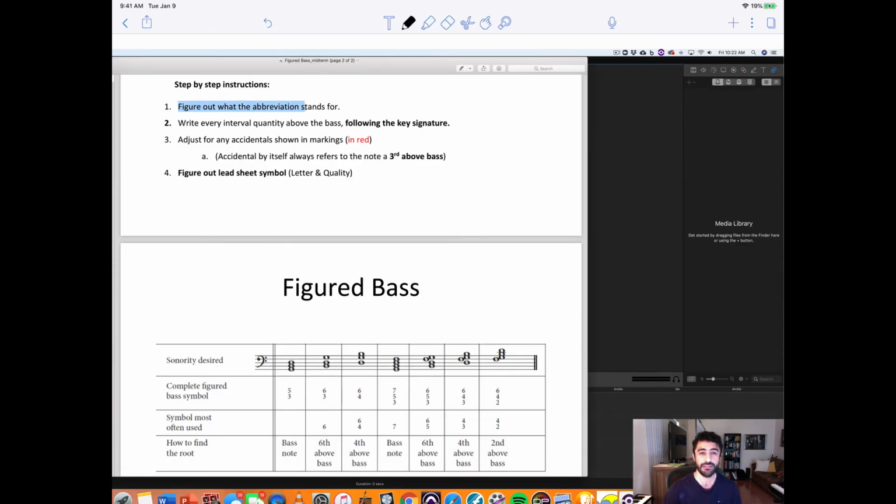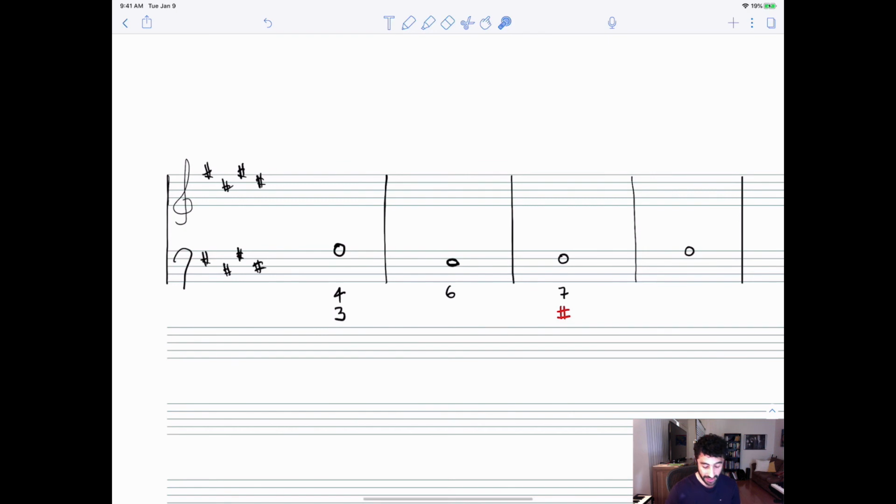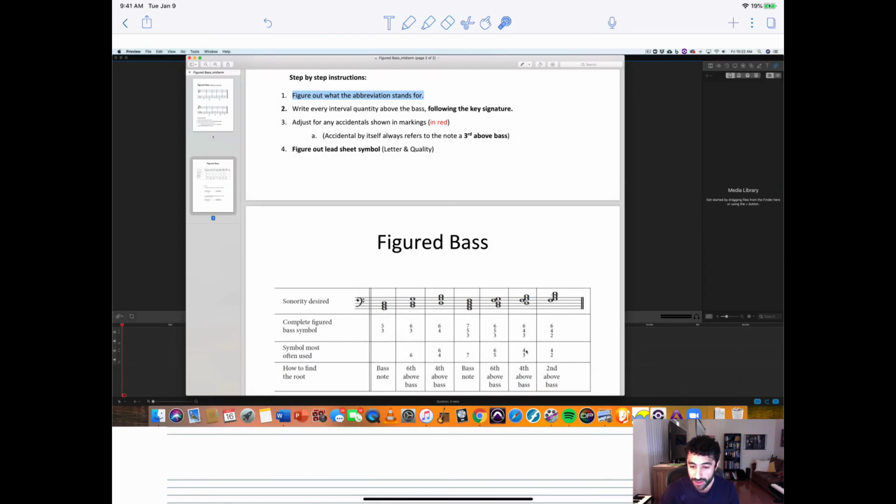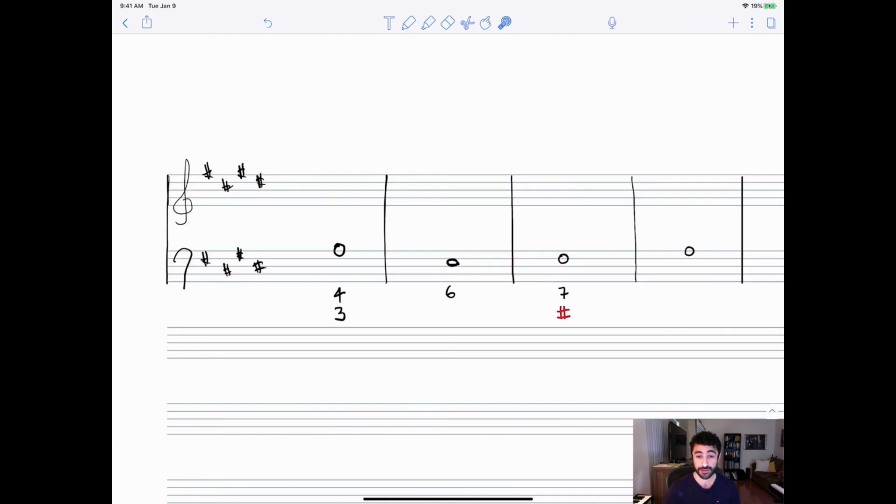Step number 1, figure out what the abbreviation stands for, and all of the abbreviations are here. They just call them the symbol most often used. The first marking that I have is 4-3. I go here and 4-3 is an abbreviation for a sixth, a fourth, and a third on top of the base. Forget what inversion symbols are. This is not exactly what we're talking about right now. All we're talking about when we use figure base is intervals on top of the base.